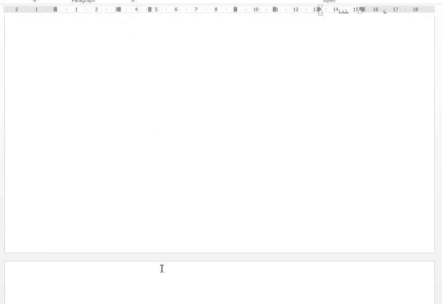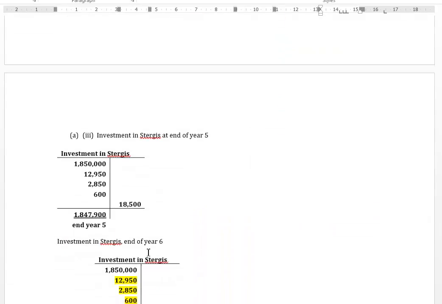So all I really did was take those little guys and put them in the T account. There's your $12,950, which is Blake's pro rata share of the income before the discontinued operation, Blake's share of the OCI, and Blake's share of the DO. And that represents Blake's share of the dividend that they received, and that means the investment in Sturgis is decreased. So at the end of year 5, you would have a balance of $1,847,900 in the investment in Sturgis account, and that would appear as a long-term asset on the balance sheet.